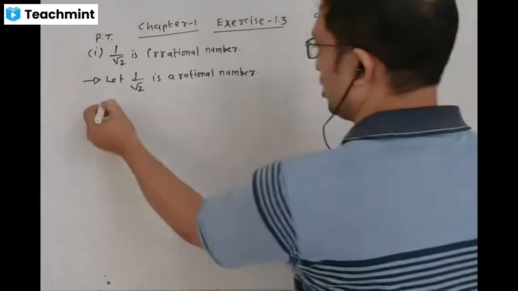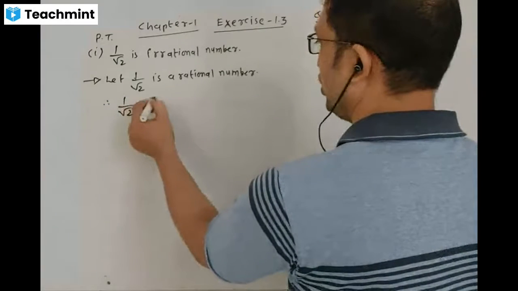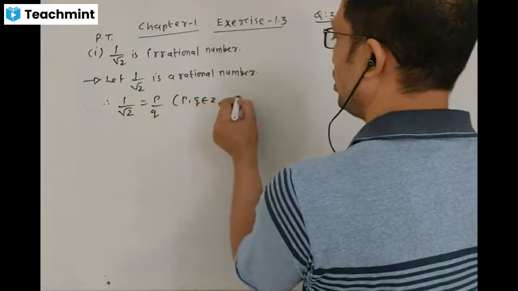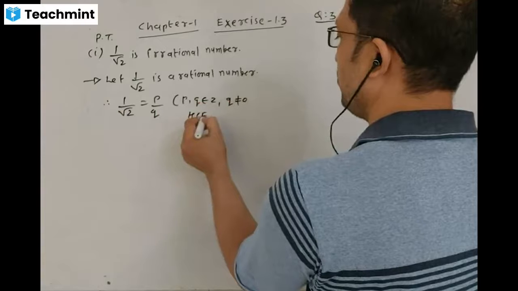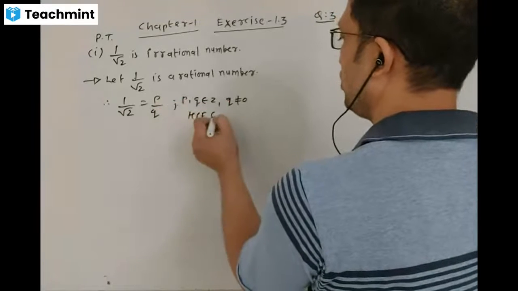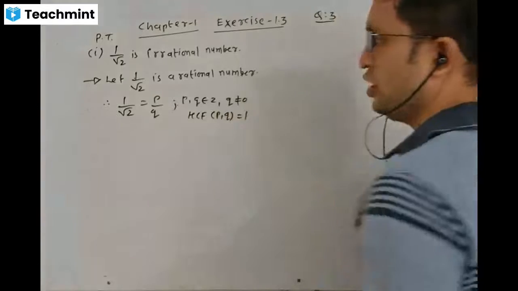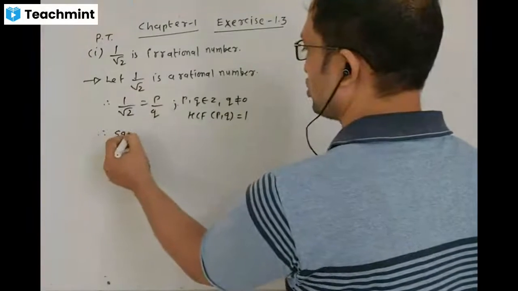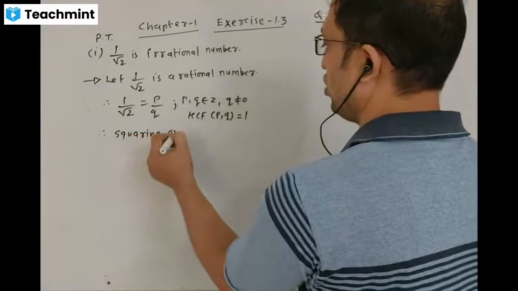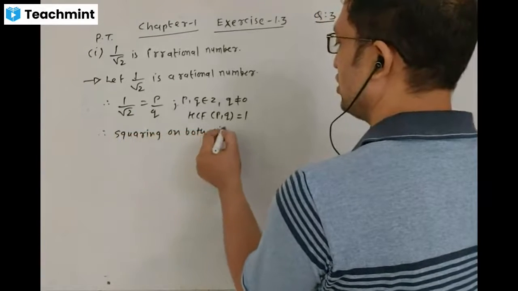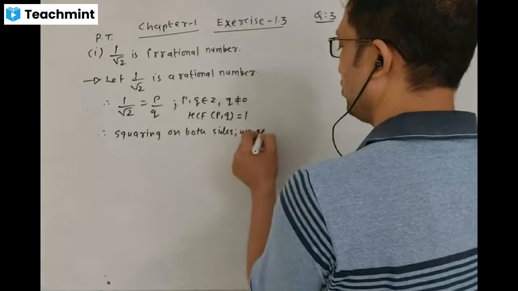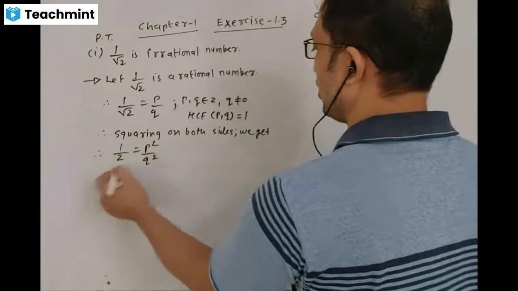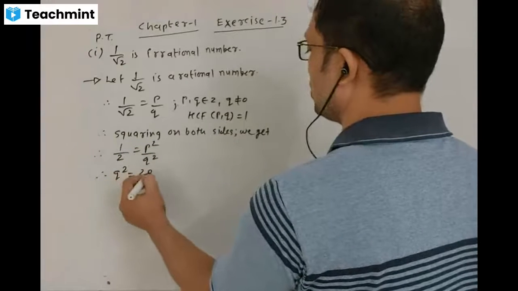If a number is rational, its form is p by q, that is equal to p by q. p and q both are integers, q not equal to 0, and HCF of p, q is equal to 1. Okay? Then q is equal to root 2 p, otherwise squaring on both sides. Squaring on both sides, we get 1 by root 2 square, that is 1 by 2, that is p square divided by q square. Therefore, q square is equal to 2p square.